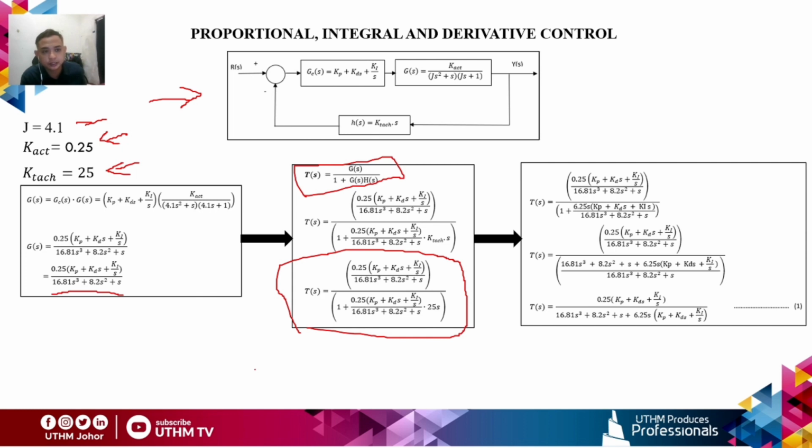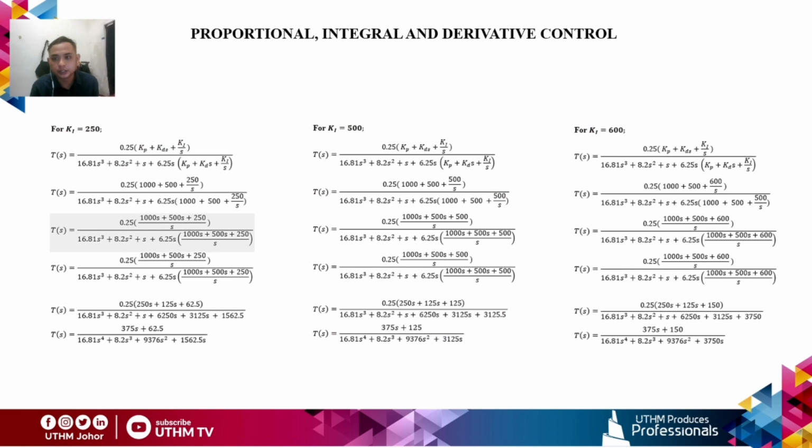So here we get the final result, not really the final result. We substitute all the values here, the principal values, which is the Kp. The Kp we assume is 1000, and for the Kd we use a value of 500. The final equation that we get is 0.25 times (Kp plus Kd plus Ki over s) over 16.81 s to the power of 3 plus 8.2 s to the power of 2 plus s plus 6.25 s times (Kp plus Kd plus Ki over s), equation 1 as shown in the previous slide.